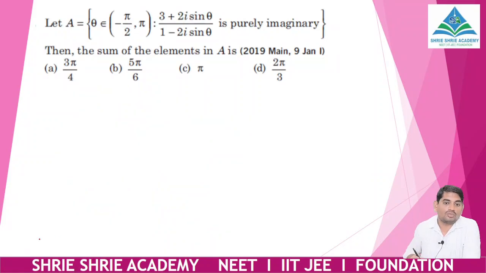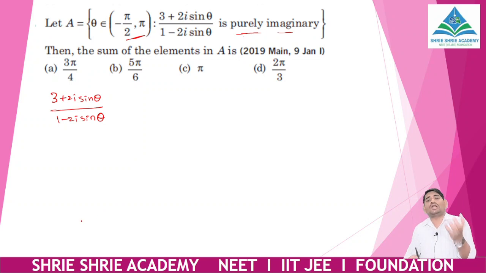Then let me discuss one more question. Suppose A is equal to theta belongs to minus 90 to 180, minus pi by 2 to pi. Then 3 plus 2 iota sin theta divided by 1 minus 2 iota sin theta is purely imaginary. Then the sum of the elements in A is dash. So what is the given complex number? 3 plus 2 iota sin theta divided by 1 minus 2 iota sin theta.